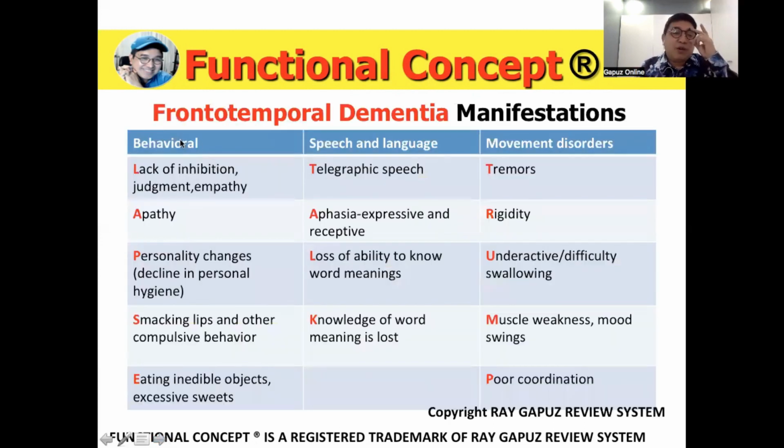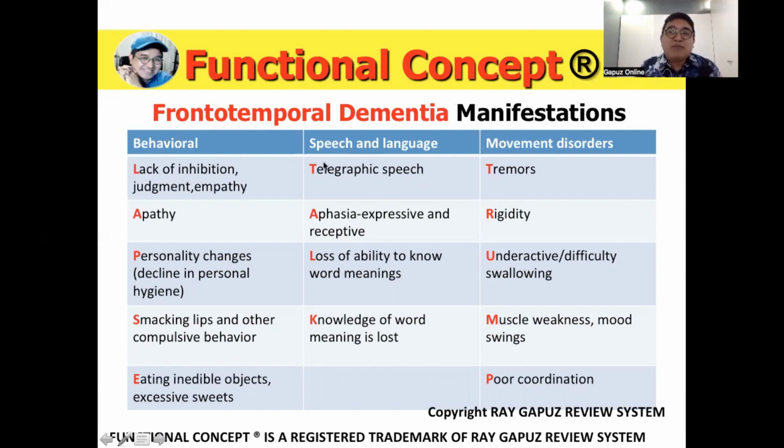Here we go. What are the common behavioral symptoms? Remember the code, LAPSE. Lack of inhibition, judgment, or empathy. So they are unable to empathize. Sometimes they walk naked because they lack inhibition. They have apathy or expressionless face or emotional blunting. Personality changes. Usually this is manifested in their inability to maintain personal hygiene. Then the lips would usually be smacking, and they will have compulsive behavior. And then they will be eating inedible objects or excessive sweets.